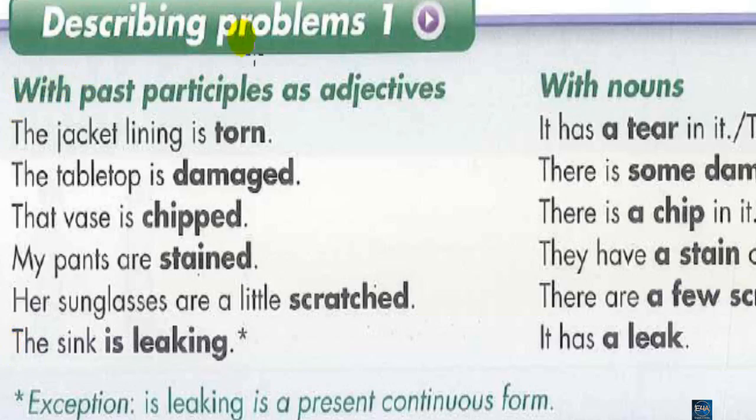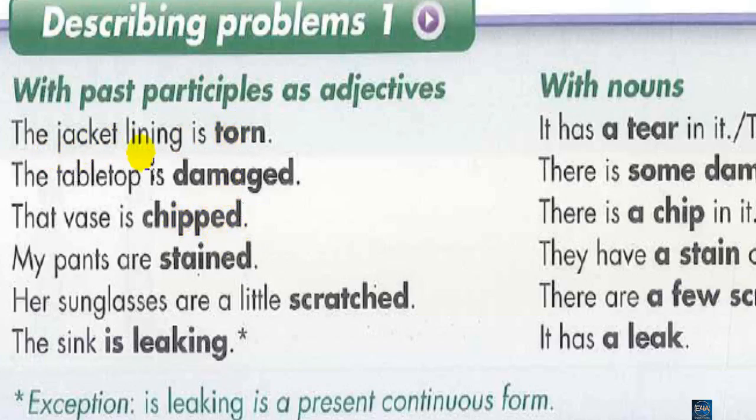Here, describing problems with past participles as adjectives. Past participles, PP, so we have present, past, and past participles of the verb. Example, tear, the past, tore, the PP, torn. Damage, damaged, damaged. Chip, chipped, chipped. So this is the PP, the past participle of the verb.